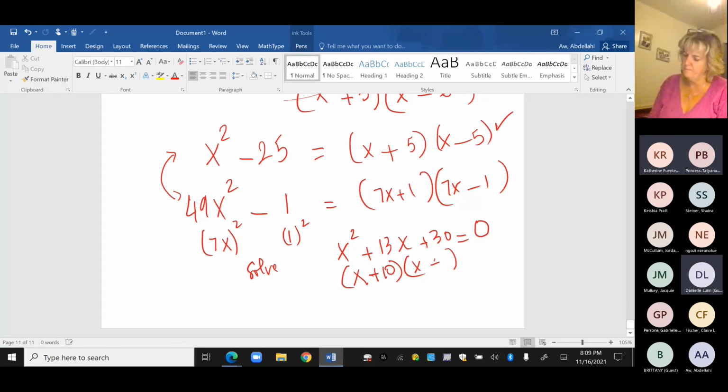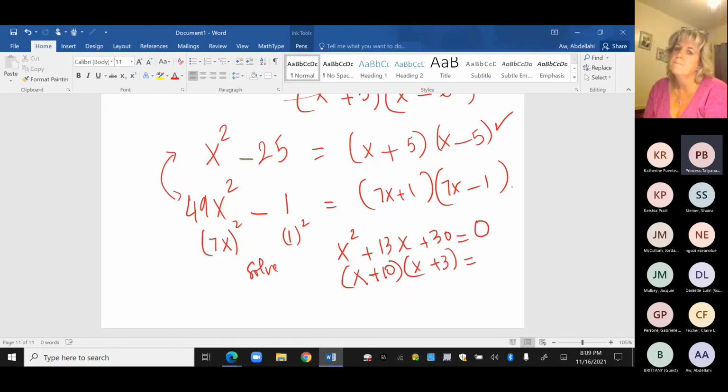It's not negative 10 and negative 3. If you say negative 10 and negative 3, they don't add up to positive 13, right? Whatever two numbers you put, make sure they verify both conditions. They must multiply to 30. They must add up to 13. Make sure of that before you hand in your copy, because once I get your copy, there's no changing it.